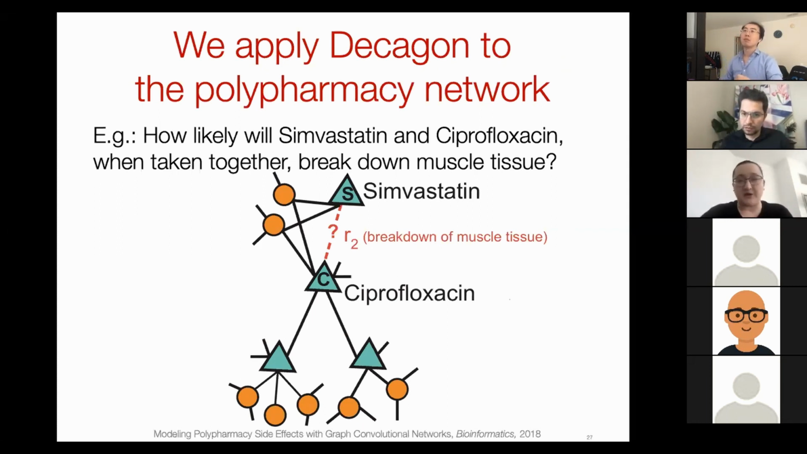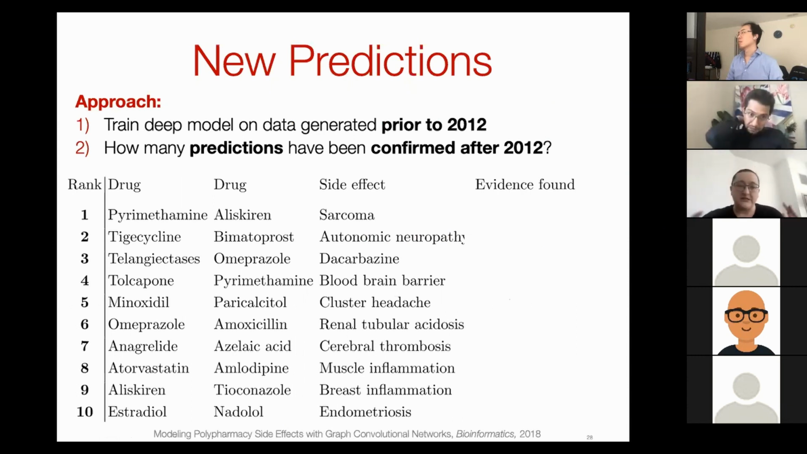For example, a domain expert can ask how likely a form of statin and ciprofloxacin, when taken together, will break down muscle tissue. When a user asks this question, behind the scenes, the graph neural network is asked to predict the probability of an edge of type breakdown muscle tissue existing between the two nodes in the graph that represent the drugs in question. And so we trained the model on this large polypharmacy network, and then we did a number of experimental, empirical, computational validations and cross-validation tests, and also looked at new predictions.